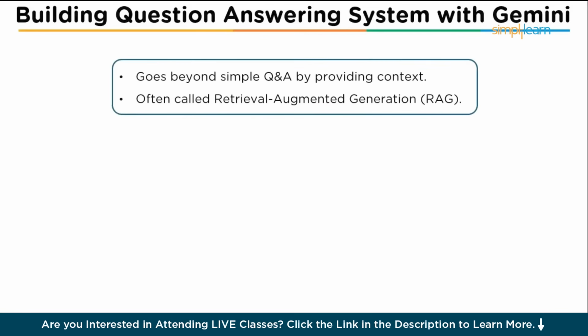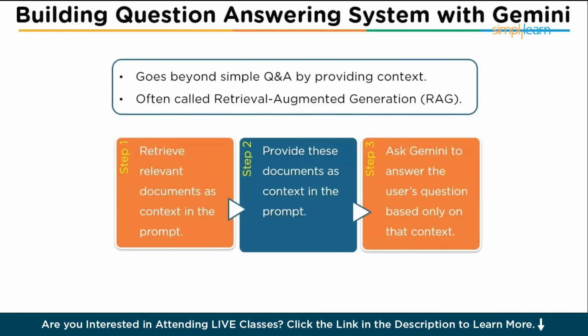Building a robust question answering system with Gemini goes beyond simple Q&A by explicitly providing context, often referred to as retrieval augmented generation, or RAG. This process involves three key steps. First, retrieve relevant documents that contain the necessary information to answer the user's query. Second, provide these retrieved documents as context within the prompt to Gemini. And finally, ask Gemini to answer the user's question strictly based only on that provided context, ensuring the response is grounded in your specific data rather than the model's general training knowledge.